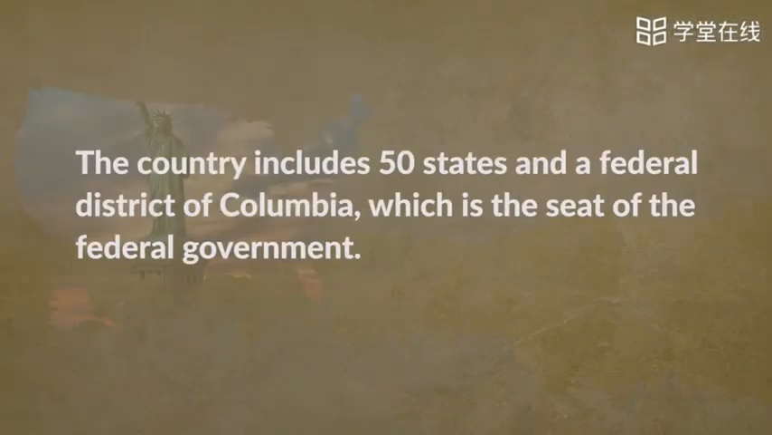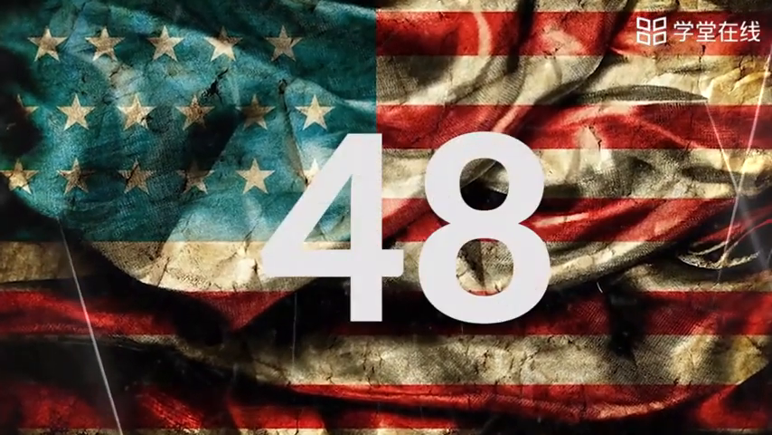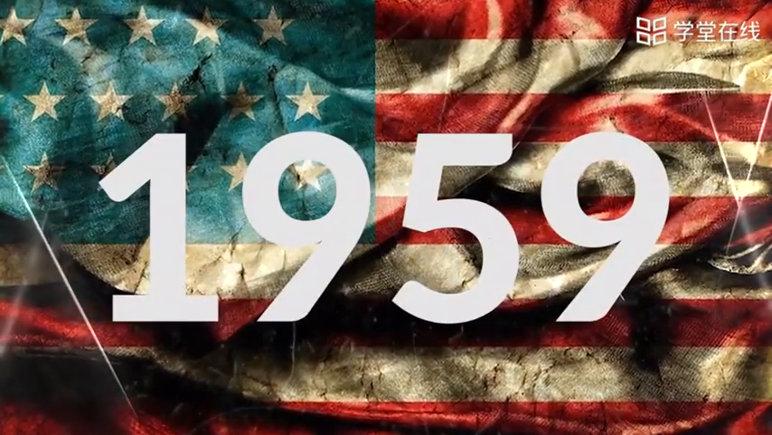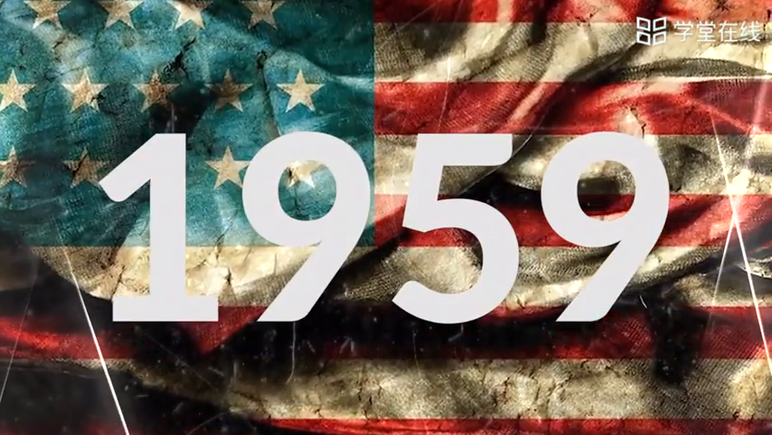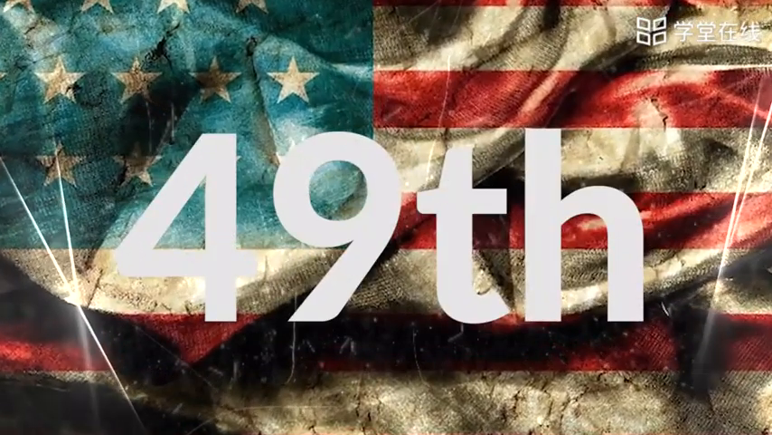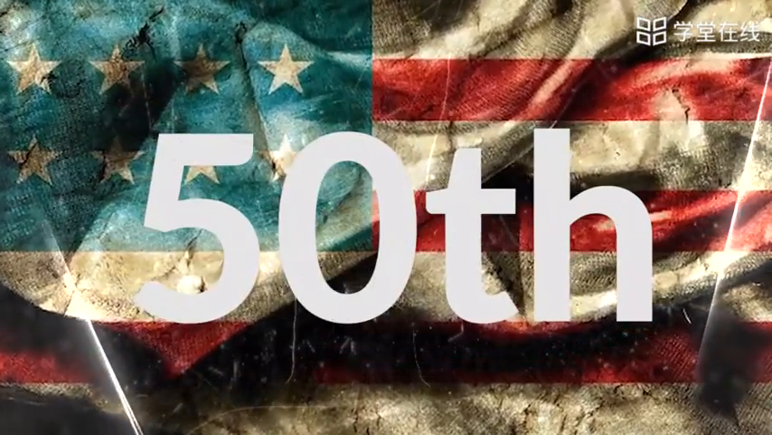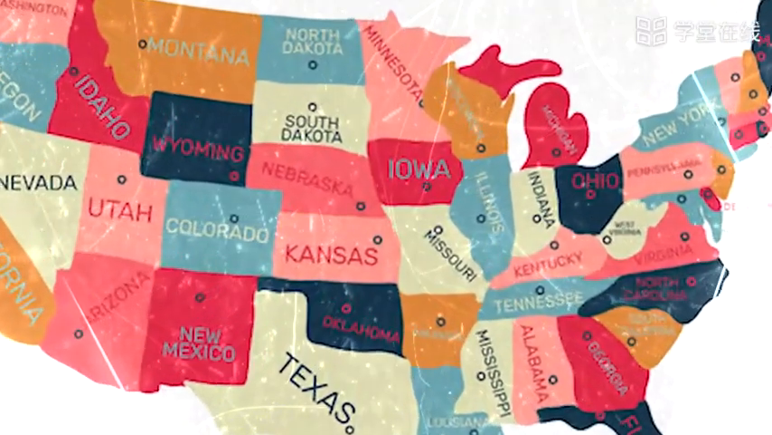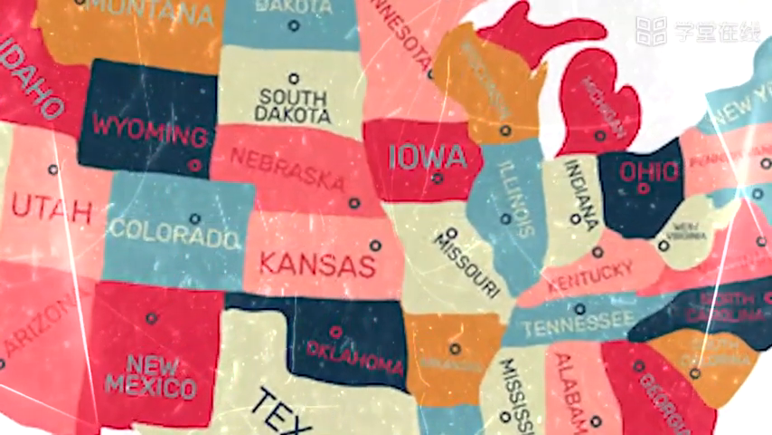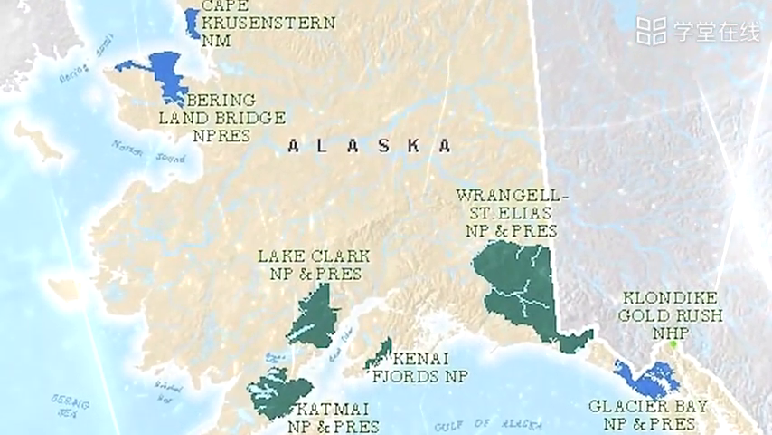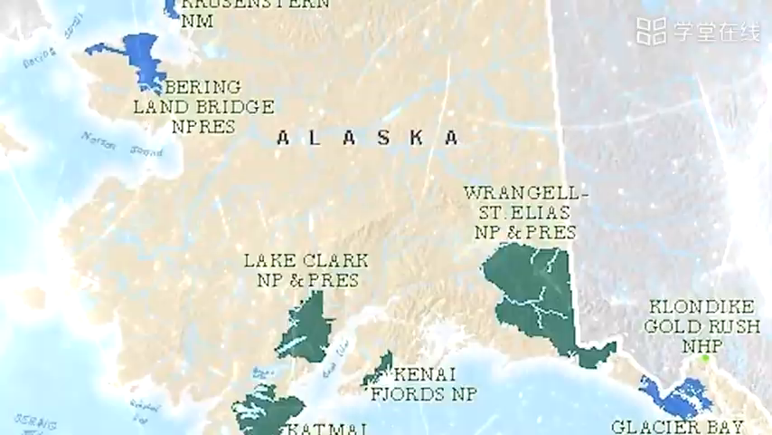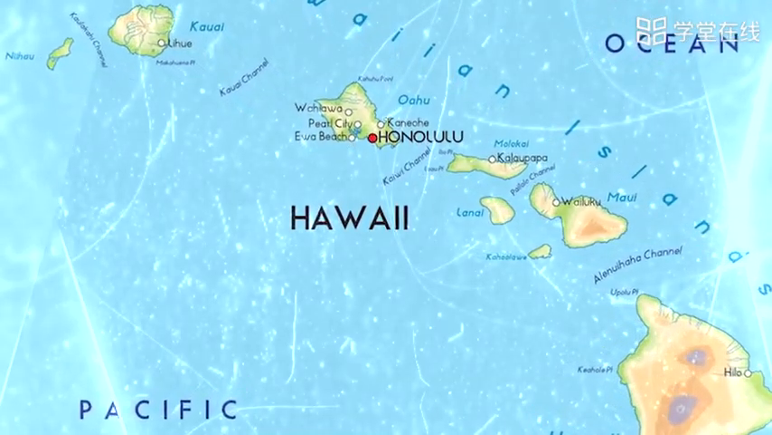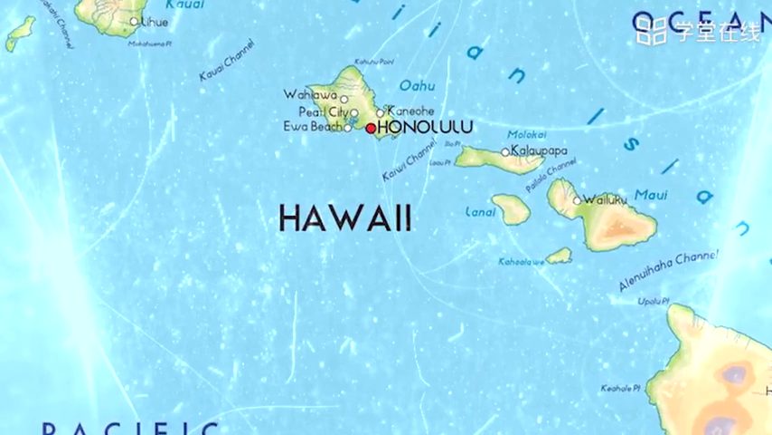It is the fourth largest country in the world after Russia, Canada, and China. The country includes 50 states and the Federal District of Columbia, which is the seat of the federal government. For many years, there were 48 states. Then in 1959, Alaska and Hawaii became the 49th and the 50th states. They are separated from the continental United States. Alaska borders northwestern Canada, and Hawaii lies in the Central Pacific Ocean.